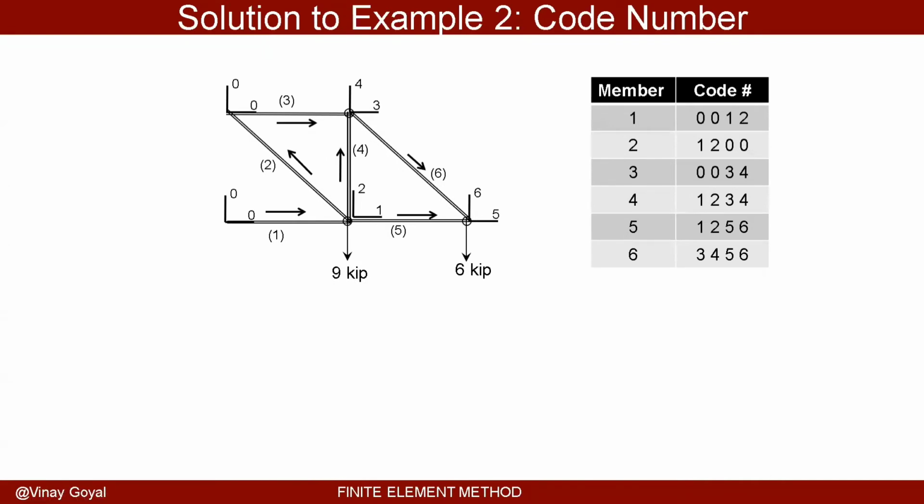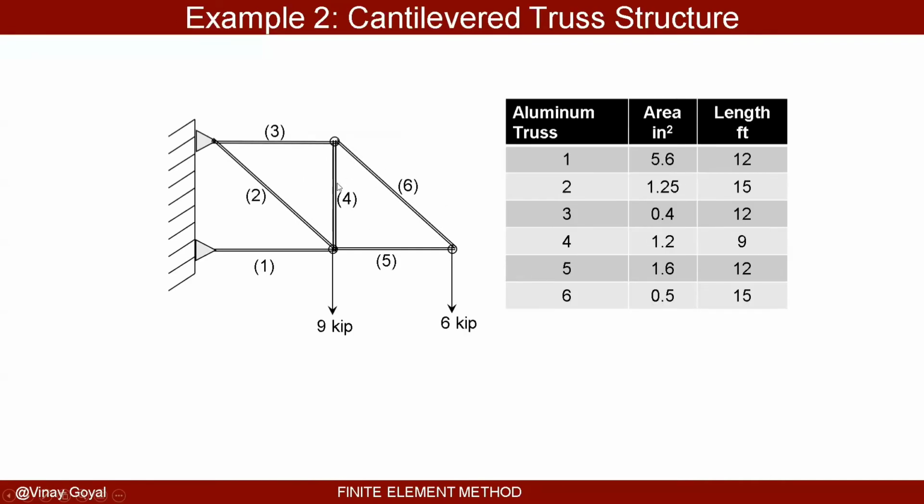So what is the first step in the whole process? The first step is to number your elements. Just number them. I don't care. You can make it 10, 15, whatever. I did it consecutively: 1, 2, 3, 4, 5, 6.